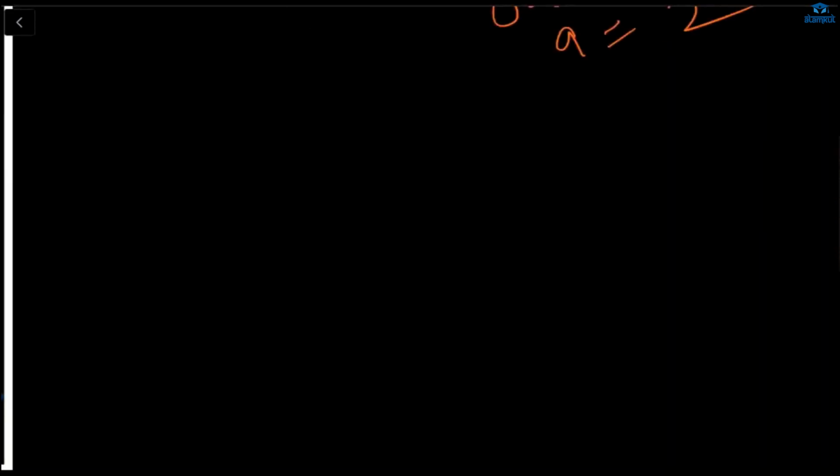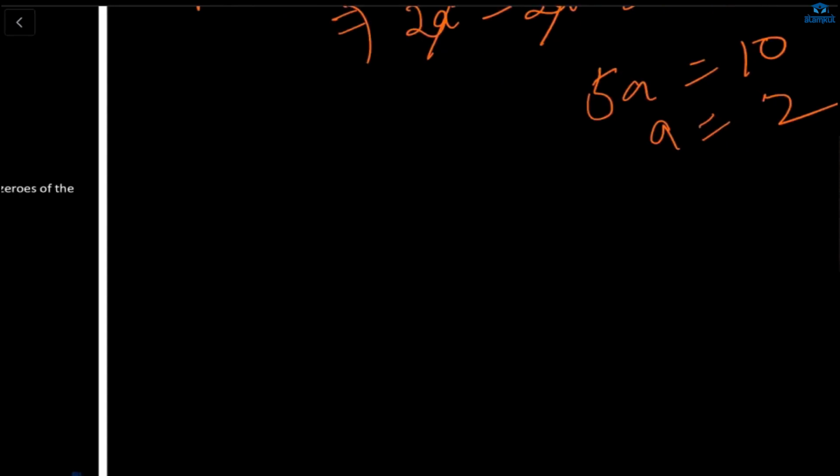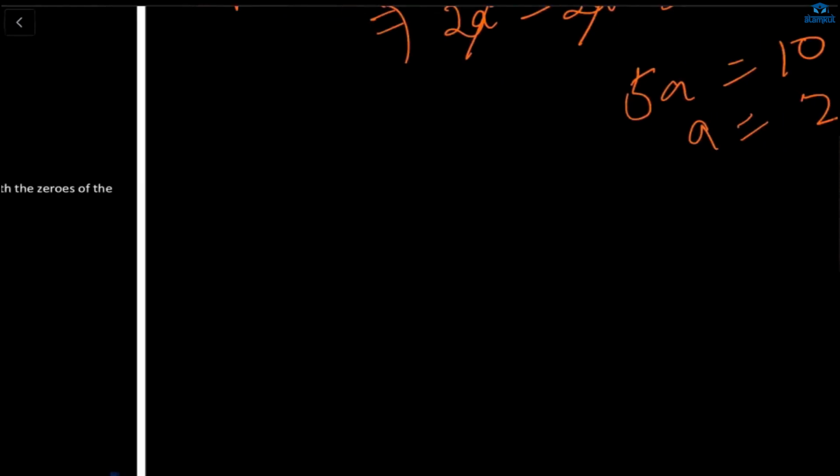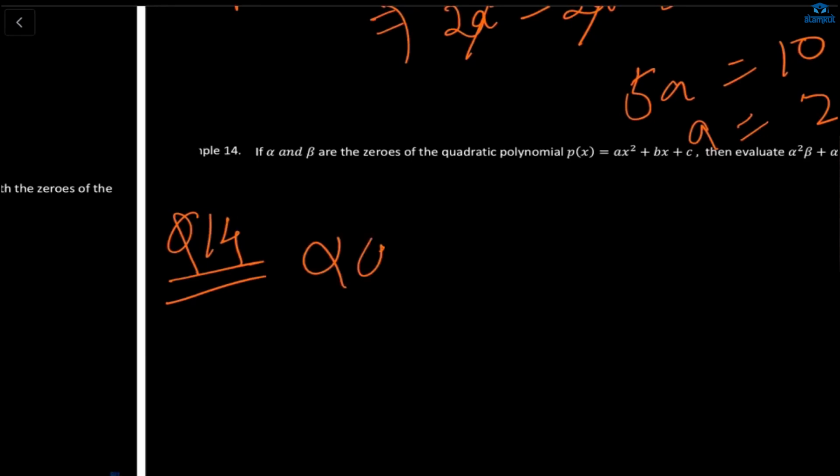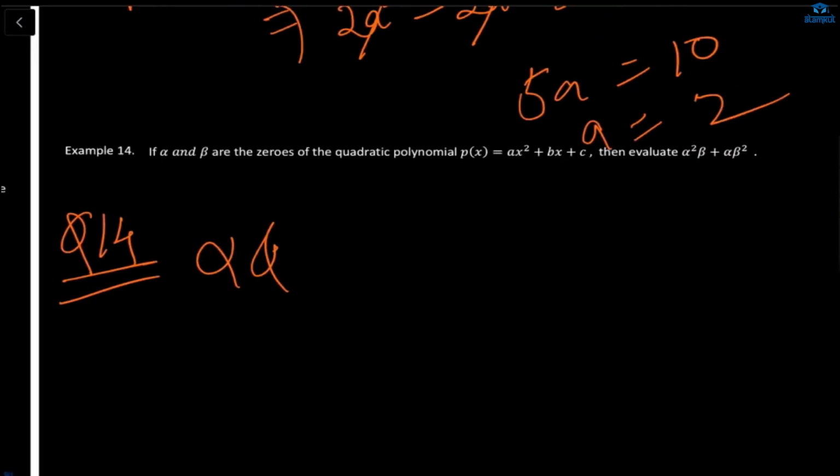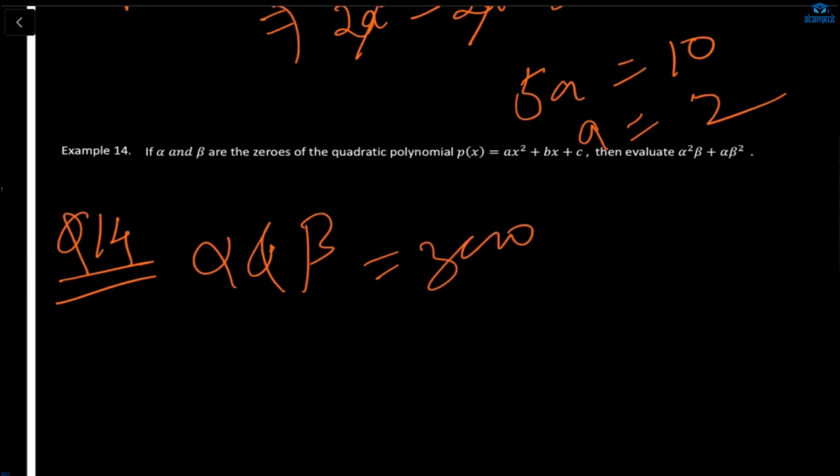Just a minute. Let me write the question here. So question number 14, what does it say? The zeros of the polynomial are alpha and beta. Alpha and beta are the zeros, and the polynomial is P(x) equal to Ax square plus Bx plus c.